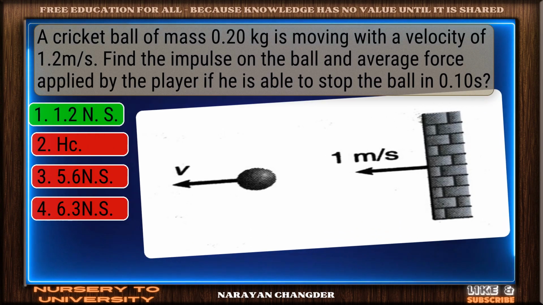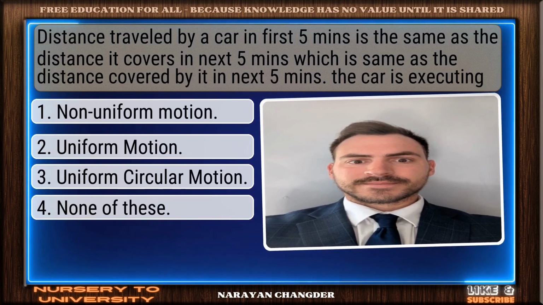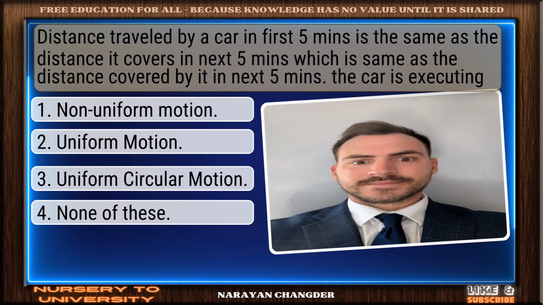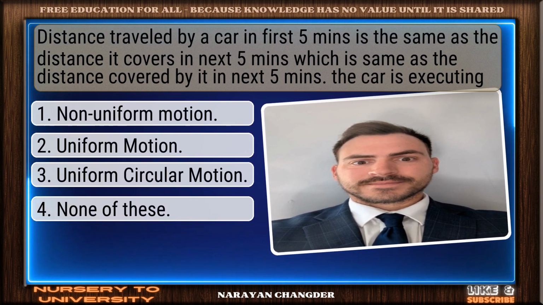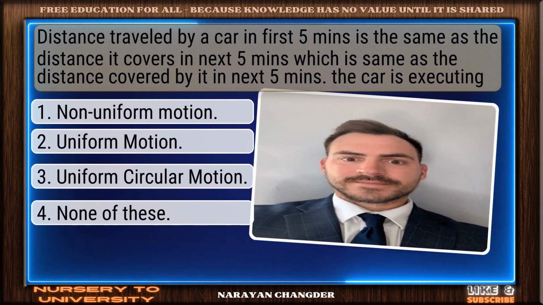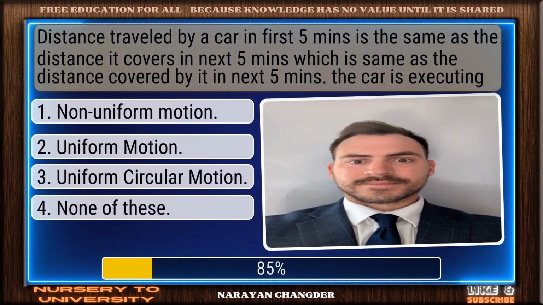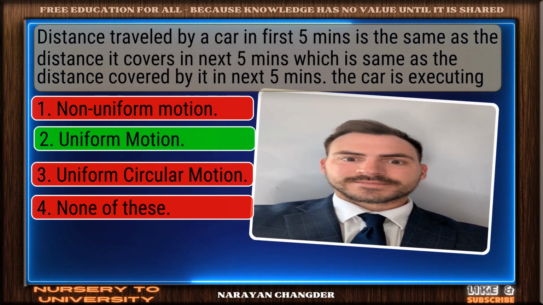Well done, 1.2 ns is the right choice. Question number 23. Distance traveled by a car in first 5 mins is the same as the distance it covers in next 5 mins, which is same as the distance covered by it in next 5 mins. The car is executing. Exactly. Uniform motion makes sense and it is right choice.